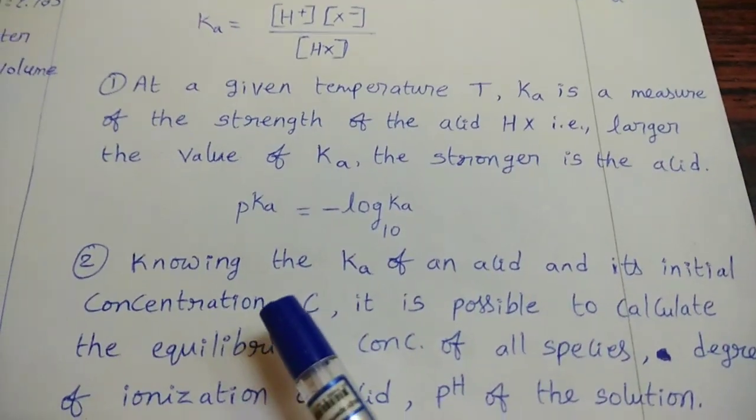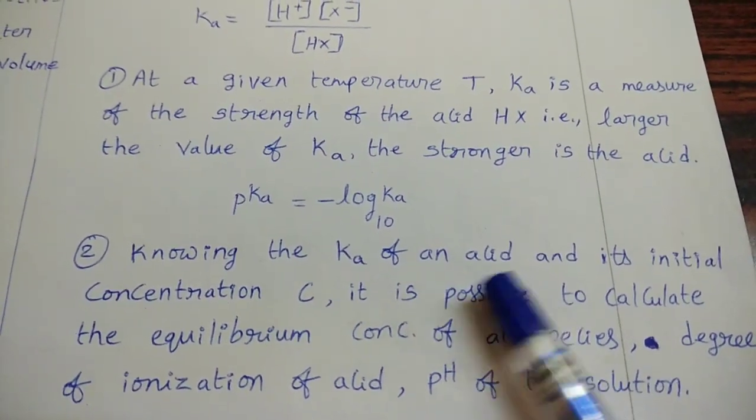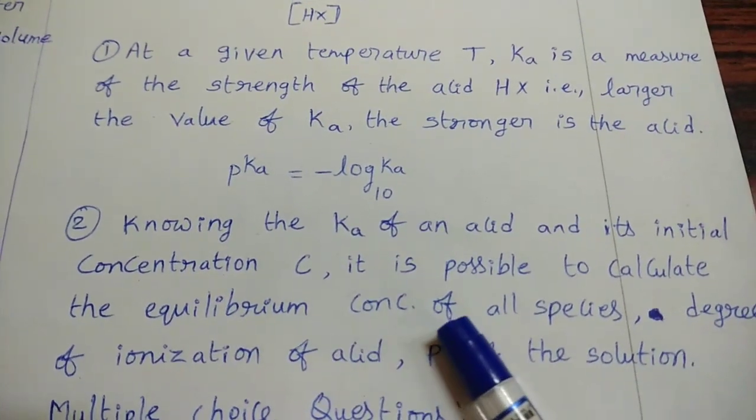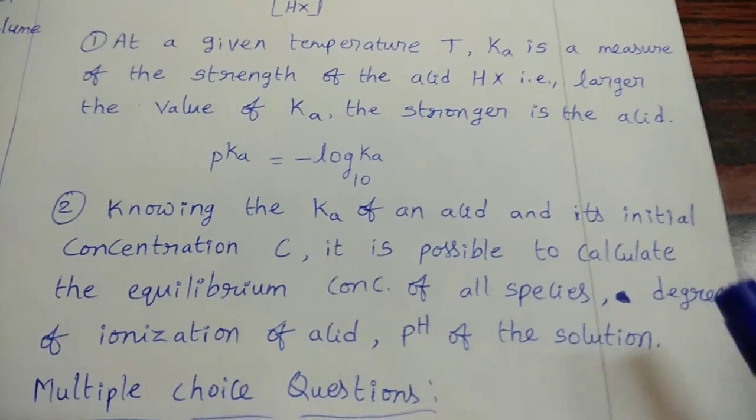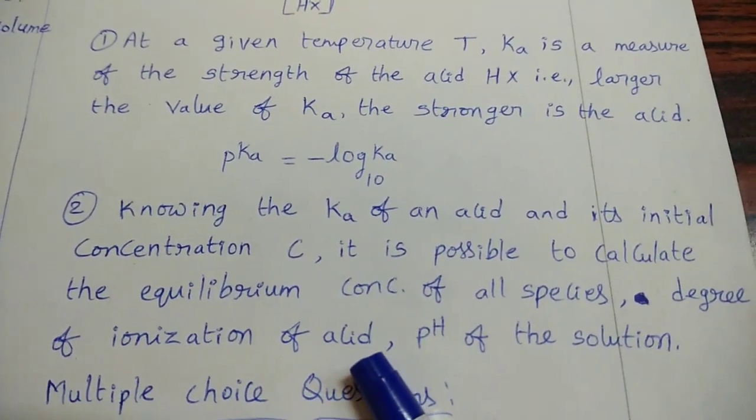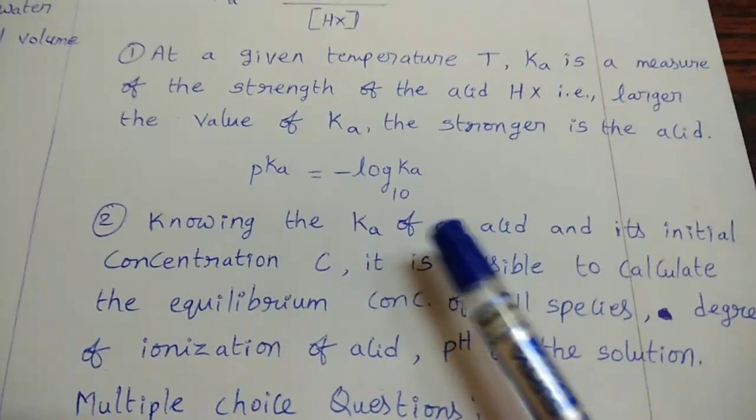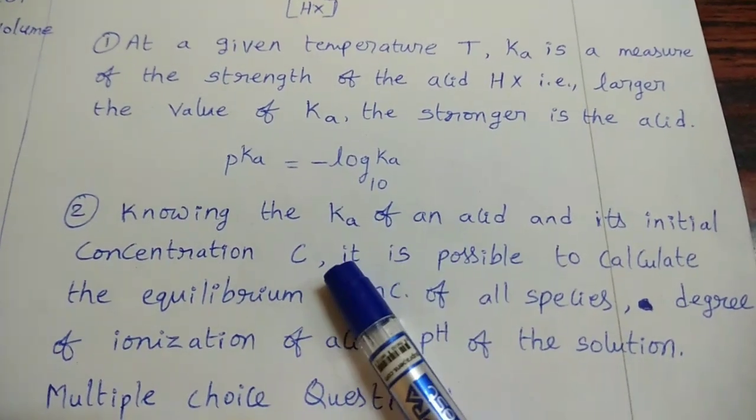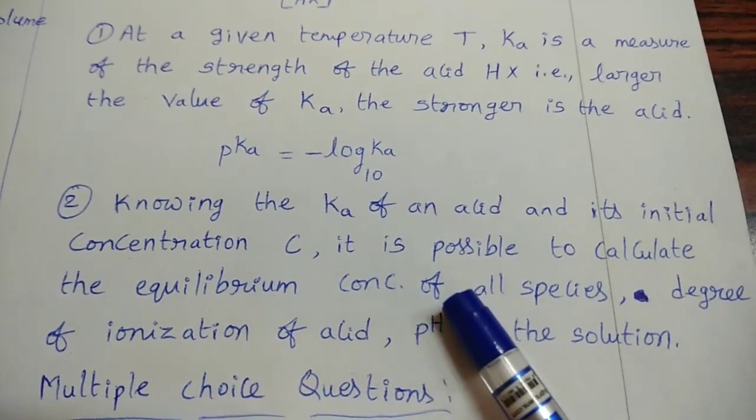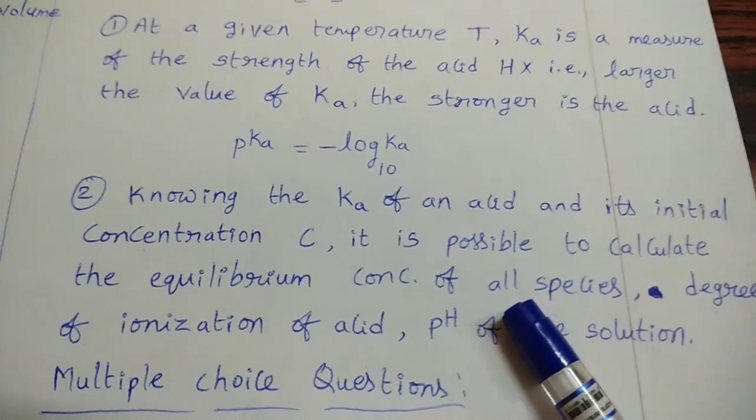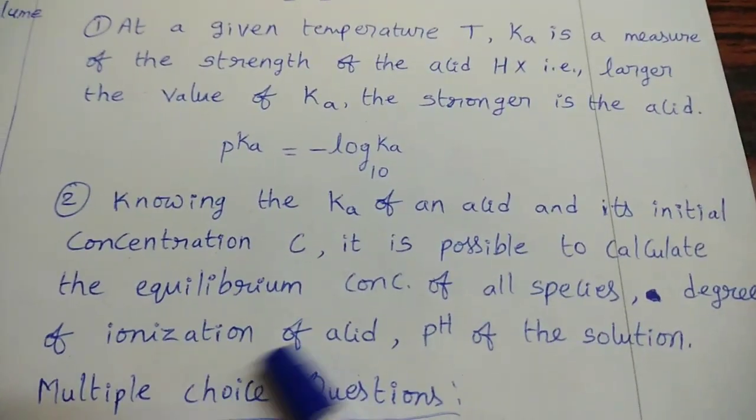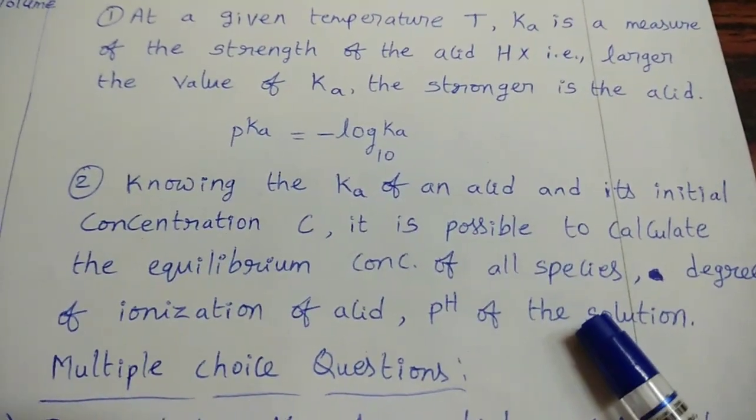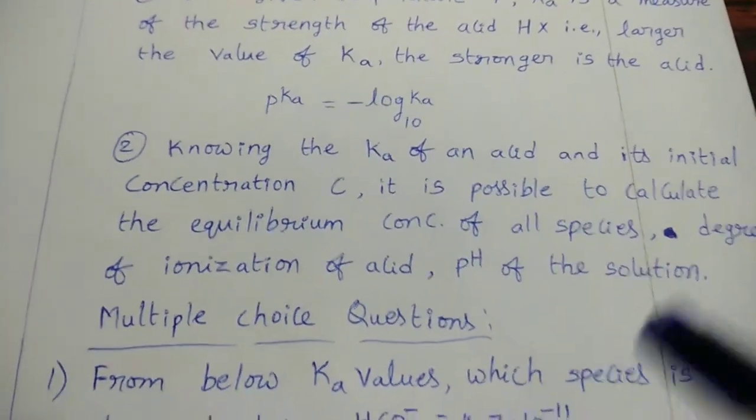Okay. Next, knowing the Ka of an acid and its initial concentration C, it is possible to calculate the equilibrium concentration of all species, the degree of ionization of the acid alpha, and the pH of the solution. So if we know Ka of an acid and initial concentration C, from these two values we can calculate equilibrium concentrations of all the species, both reactants and products, the degree of ionization of the acid, that is alpha, and the pH of the solution. So related to this, see the multiple choice questions.